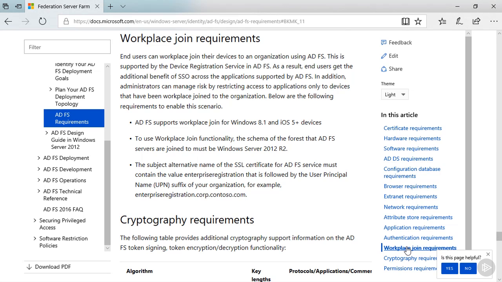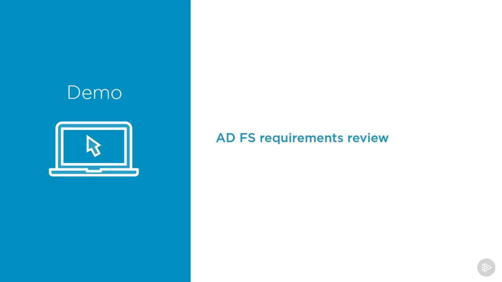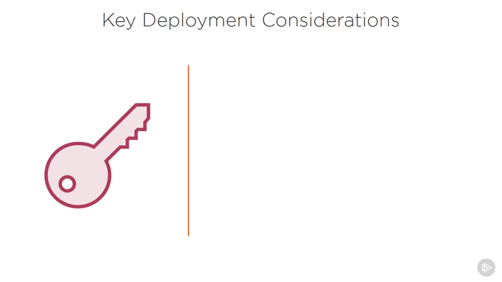The subject alternative name of the SSL certificate for the ADFS service must contain the value enterpriseregistration, that's all one word, followed by the user principal name or UPN suffix of your organization, and it gives you an example here: enterpriseregistration.corp.contoso.com. So I highly recommend you visit this site to get additional information regarding the requirements of ADFS.